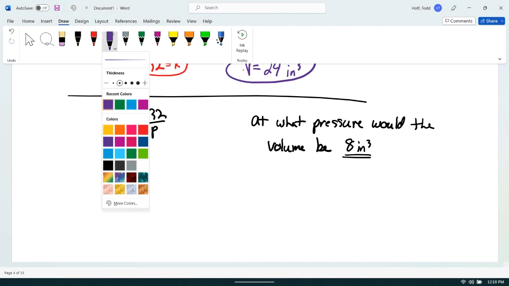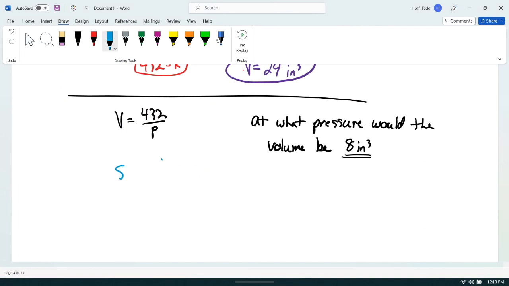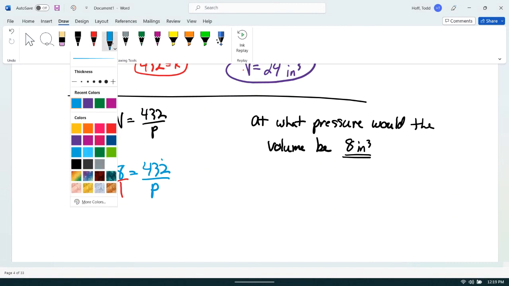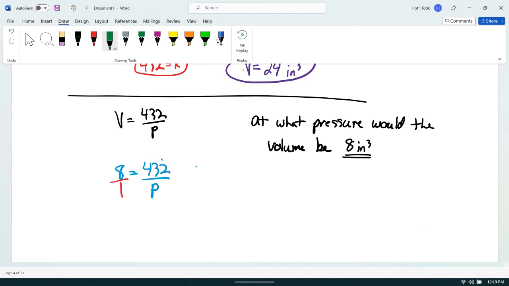So I put 8 in here for V equals 432 over P. Now we're solving for a variable that's on the bottom of a fraction here, and that's not easy to do. So the simplest way to do that is to turn this into a proportion. So we put the 8 over 1 so that we can now calculate by doing a cross multiply and divide. 1 times 432 is 432. Then we divide by the 8, which is going to give us 54. So that pressure would be 54 psi.